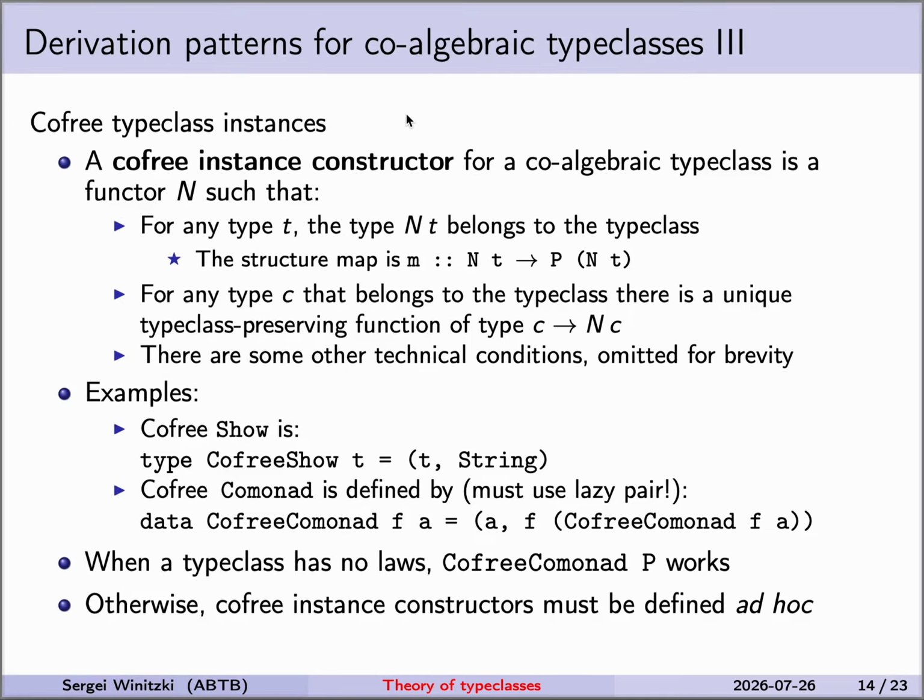And the final derivation pattern is the cofree type class instance. So the free instance is the one that exists for algebraic type classes, and it gives you a wrapper that creates a type class instance. Similarly here, you have a wrapper that creates a type class instance. Let's call it n.